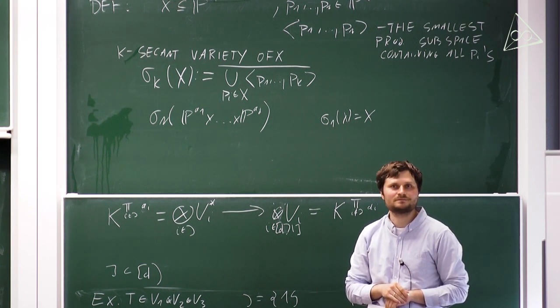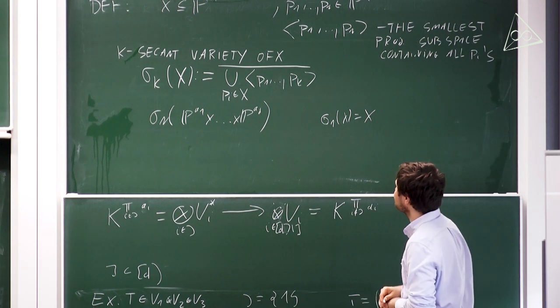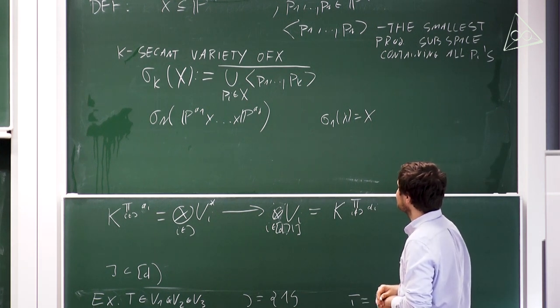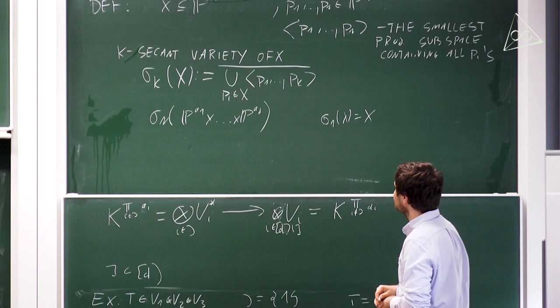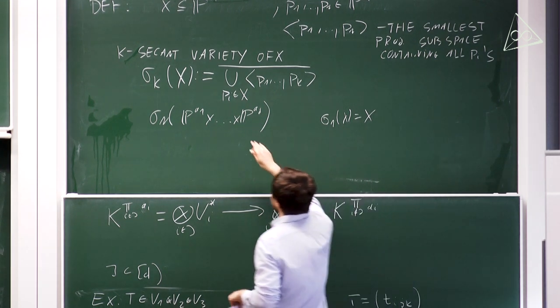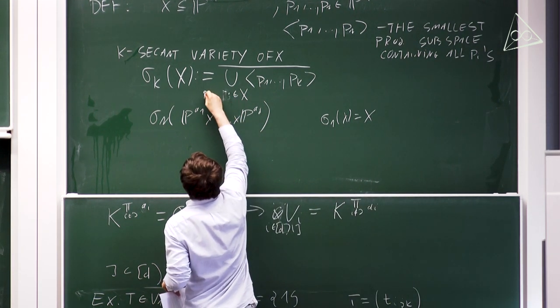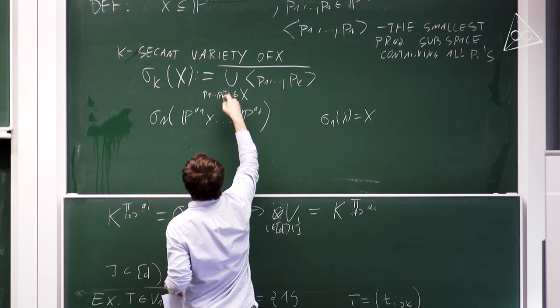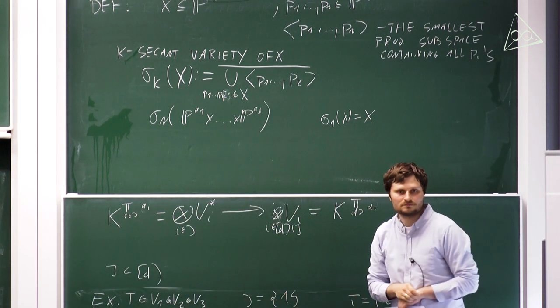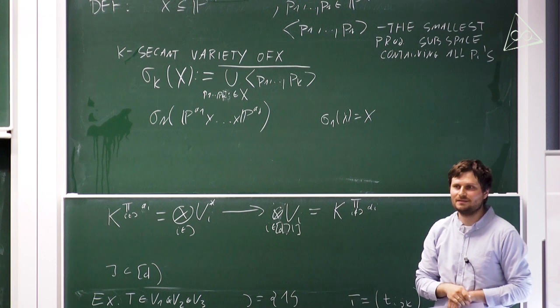Mateusz, just a definition. Yes? There you take the union over PI, and then there we have the sum of P1 to PK. Yes, so I should write all possible tuples, P1 up to PK in X. Okay, where each element is in X. Yes, every single one element is in X.